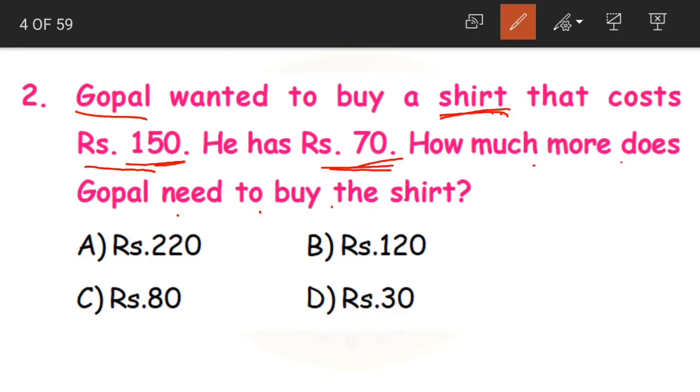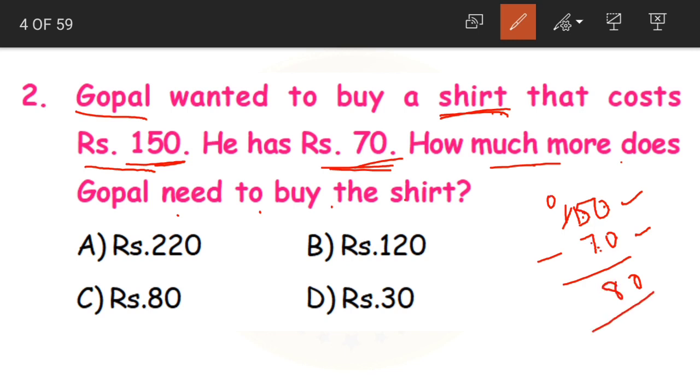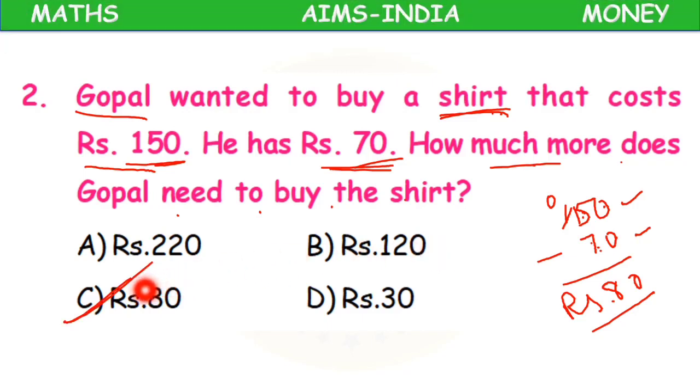How to find out? We'll subtract these two. Yes, 150 minus 70. The difference between the two amounts, that is the actual cost of the shirt and the amount Gopal has, will give us the money he needs to buy the shirt. 0 minus 0, 0. 5 minus 7 is not possible. Borrowing. 15 minus 7, 8. What is the answer, children? 80 rupees. Option C, 80 rupees is the correct answer. So if Gopal has 80 more rupees apart from this 70 rupees, he will be able to buy the shirt.